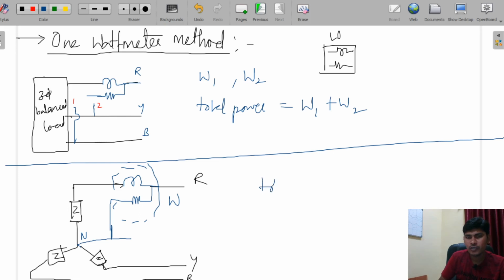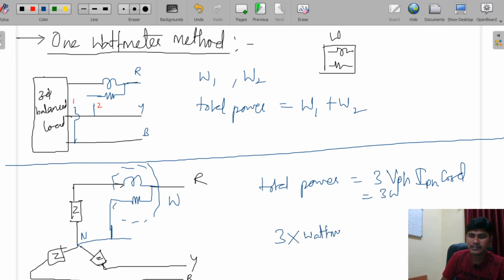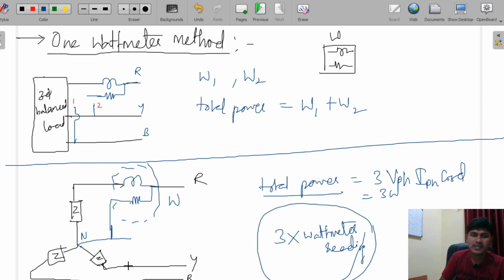This is per phase power, that is V I cos phi. What is the total power consumed by the three-phase load? This is 3 V phase I phase cos phi, which is equal to 3 W, that is 3 times the wattmeter reading. So 3 times the wattmeter reading gives the total power consumed by a three-phase balanced load.